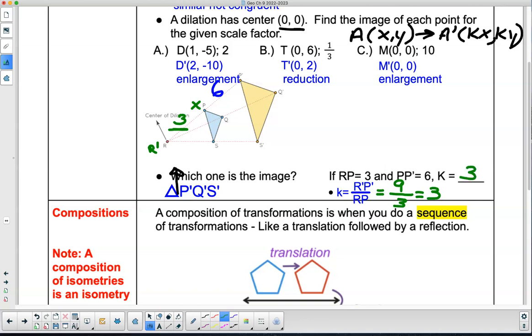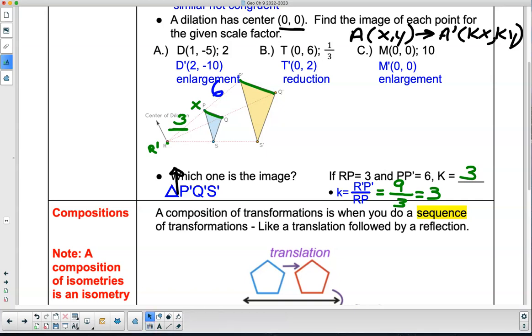And it's always about corresponding distance. You've got to think about the corresponding distance from R to P and R to P prime. I could go on PQ to P prime Q prime. Those are corresponding distances. Always think corresponding distances when you're finding your k value.